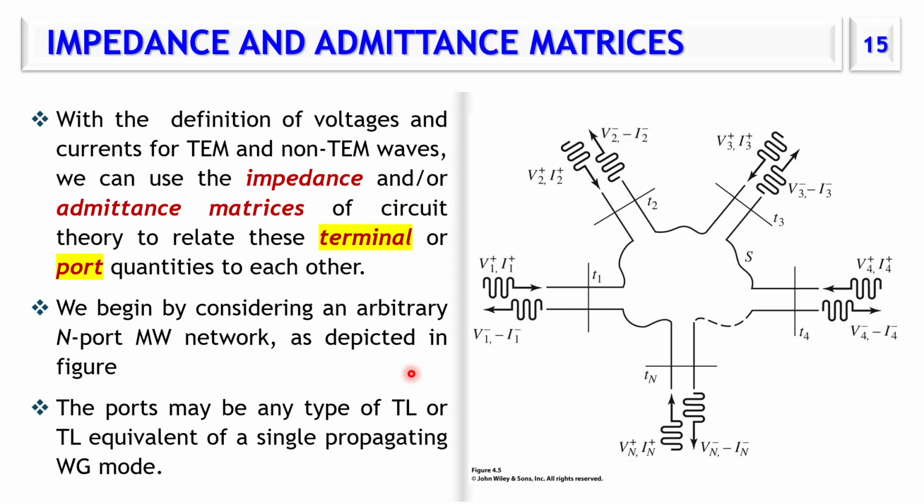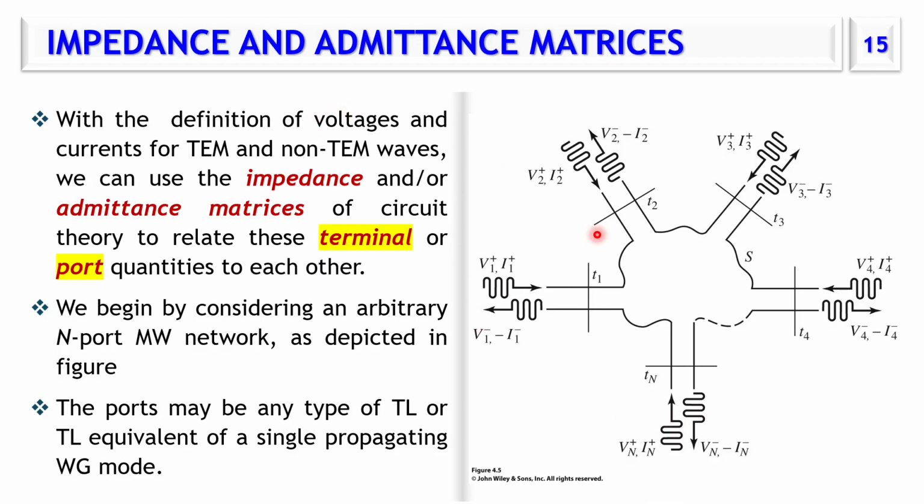Okay, now we're going to discuss the first two kinds of tools, which are the impedance matrix and admittance matrix. So the idea here is that we have a general N-port network. This network has N ports. Each port would have some incident voltage and reflected voltage, input current and reflected current, and this is for each port in the network.